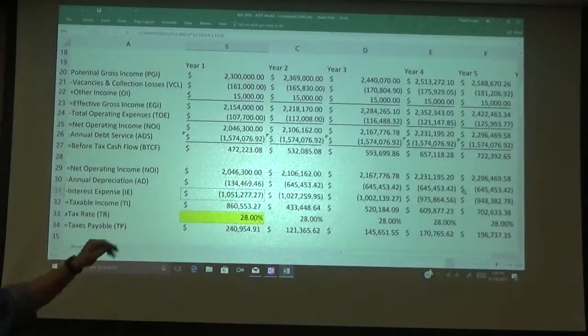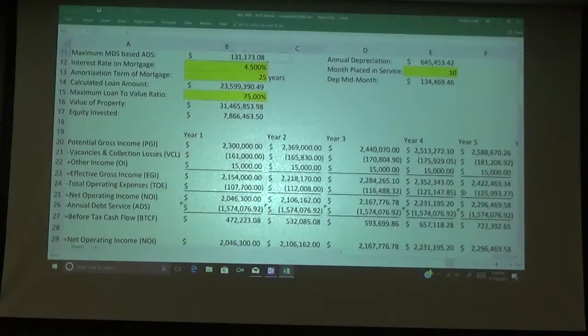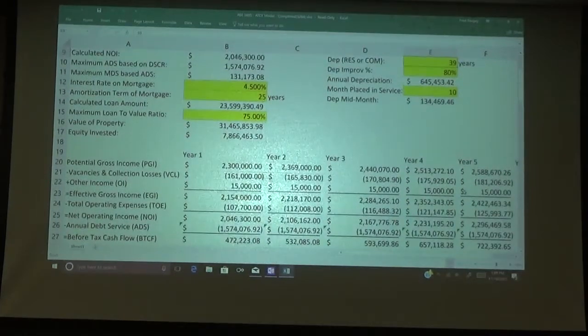Since we've got this sort of fixed, let's just say we change it to make it a residential property, just to see how much of a difference it would make. So going from 39 years to 27.5, no other changes. And you automatically see the annual depreciation amount went from $645,000 to $915,000, and for that first year, it went up from 134 to 190.